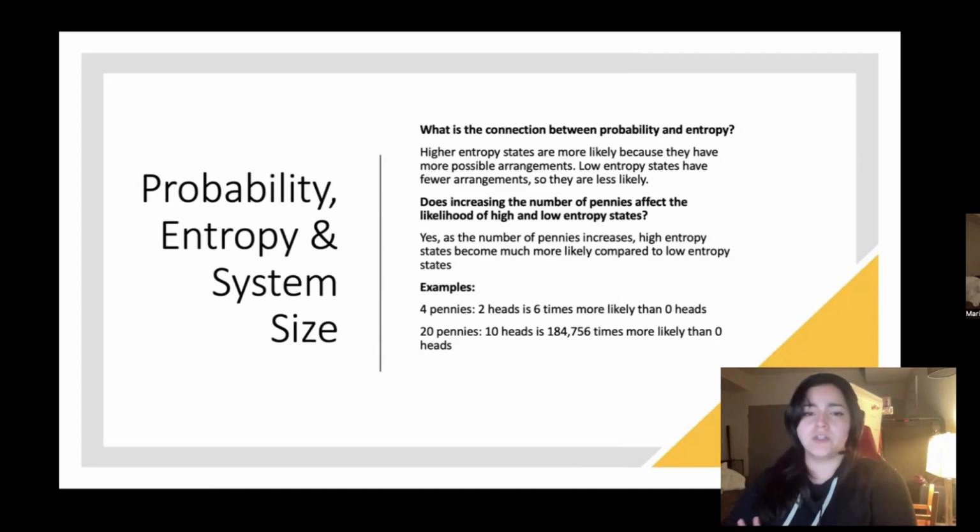So examples. For the four pennies, two heads is six times more likely than zero heads. And then for 20 pennies, 10 heads is 184,756 times more likely than zero heads.